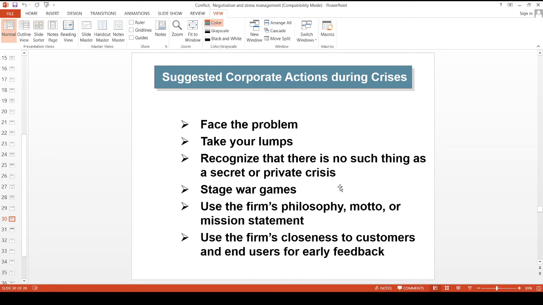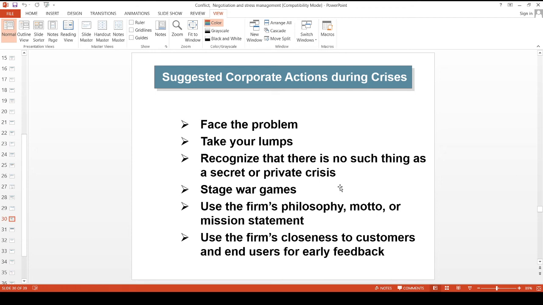You will have to lead from the front, and you will have to perceive the problem, and finally you will have to make an attempt to resolve it. Then recognize that there is no such thing as a secret or private crisis. You don't have to hide anything. You will have to open everything. You have to open it for discussion with the different stakeholders in order to have different viewpoints on how you can resolve the problem.